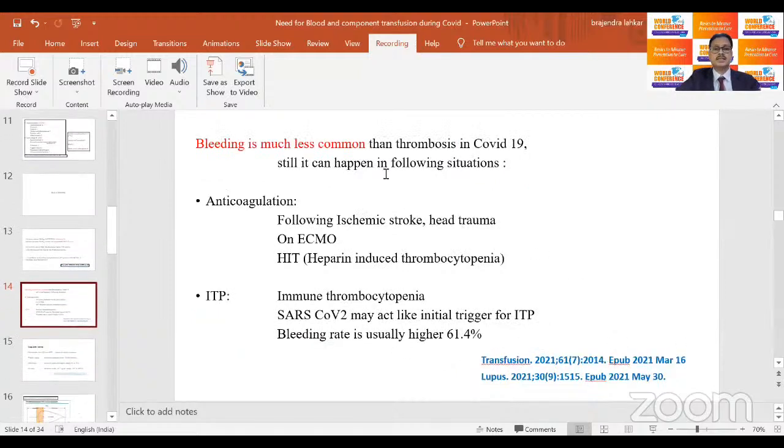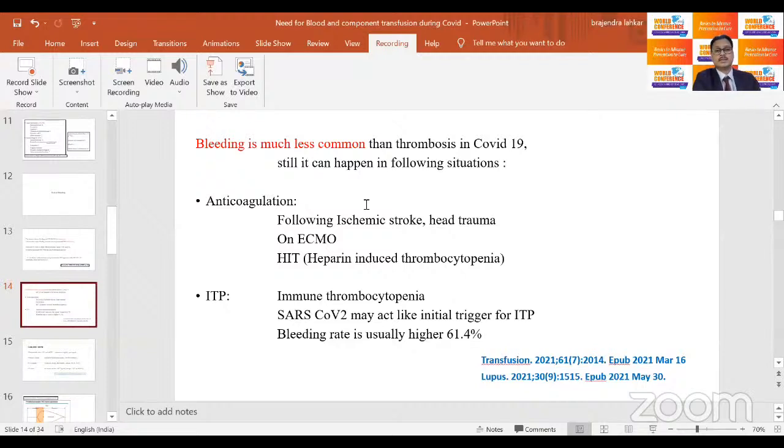So bleeding is much less common than thrombosis in COVID-19, but still it can happen in the following situations: anticoagulation related, following ischemic stroke or head trauma where we use DVT prophylaxis, the bleeding risk will be slightly higher even in COVID. Someone who is on ECMO, we know that the blood transfusion requirement may be high. Heparin-induced thrombocytopenia leading to bleeding also may be one of the factors where the bleeding may be severe.